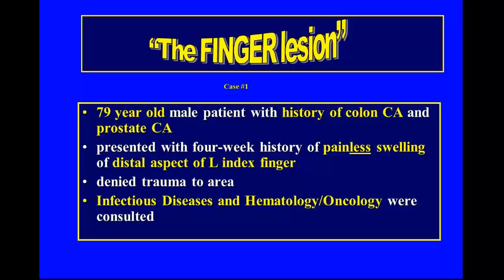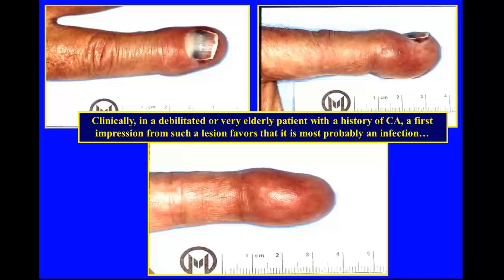A 79-year-old male patient, history of colon cancer and prostate cancer, presented with a 4-week history of painless swelling of the distal aspect of the left index finger. He denied trauma. ID and hemonc were consulted. This is what we saw, an inflamed phalanx with an ugly looking onychomycosis, paronychia, could be. It could be so many other things. We see Nocardia, mycobacteria. It could be a felon.